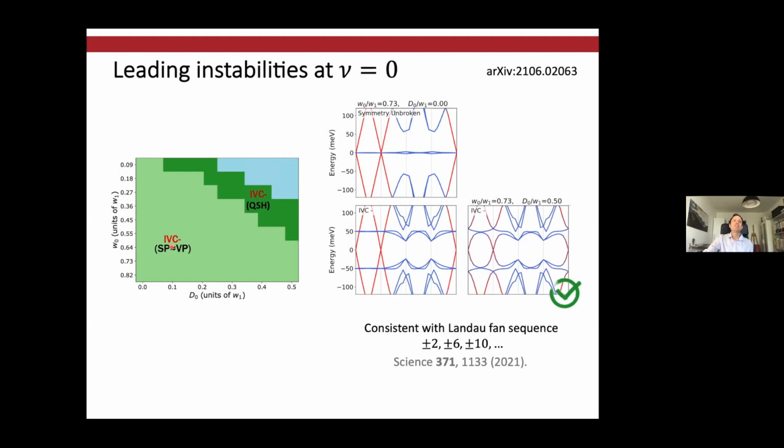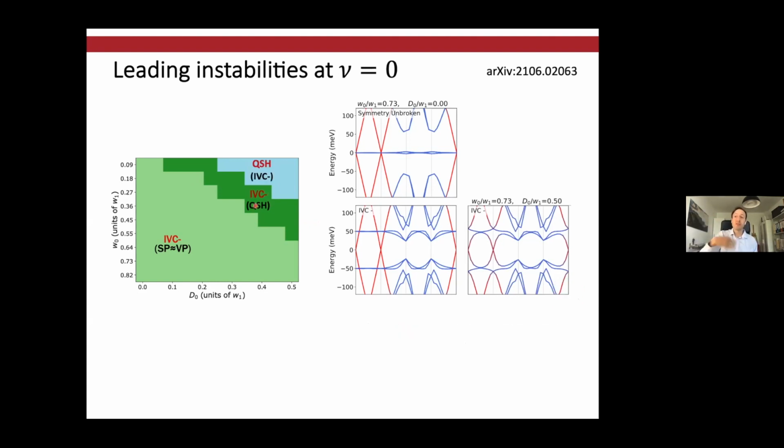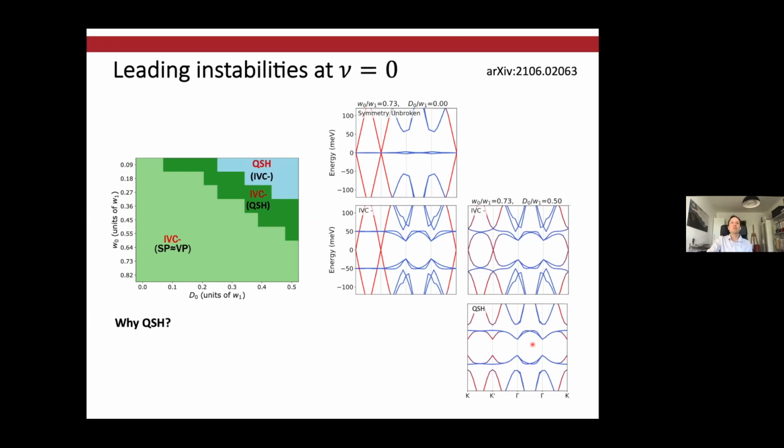Now, a subleading instability here would be a spin polarized state or valley polarized state. If you increase D0, then you will see that eventually the subleading instability will be some quantum spin Hall state, which eventually becomes the leading instability. And what it does is gap out the Dirac cones, all of them. And you can get from the analytics some intuition for why this happens.